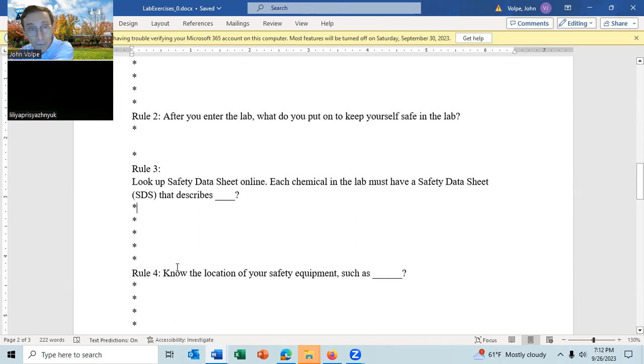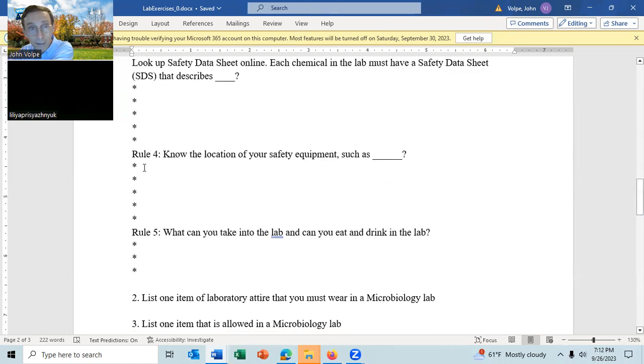Okay. Rule 4, know the location of your safety equipment, such as, and then you have to answer 4 different things. Excuse me, 5 different things. Okay. And don't bother erasing the asterisks. I know how many asterisks are there, and so you can't short it. Rule 5, what can you take into the lab? That could be 1 or 2 things. And then can you eat or drink in the lab? And that's either yes or no for the third item.